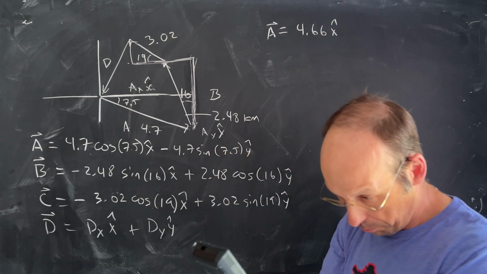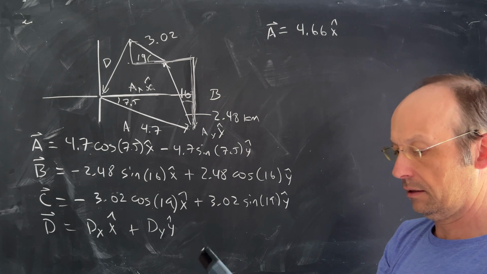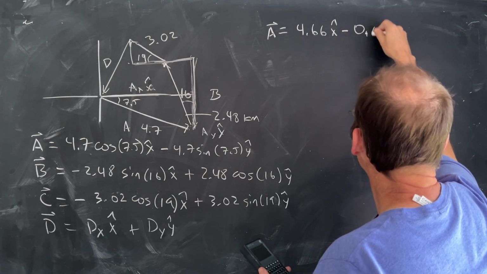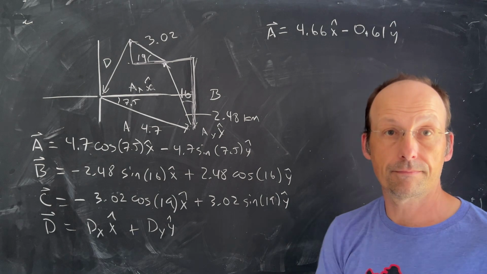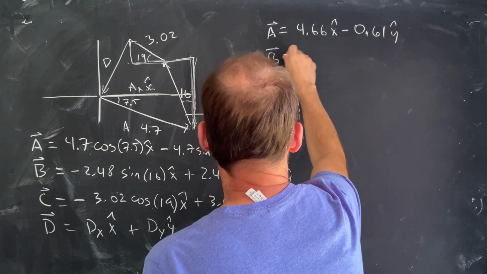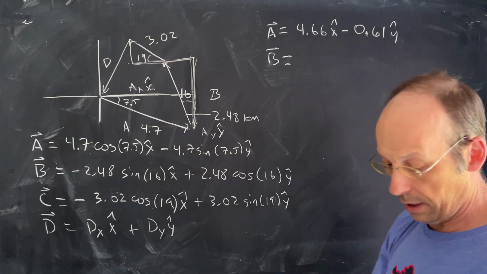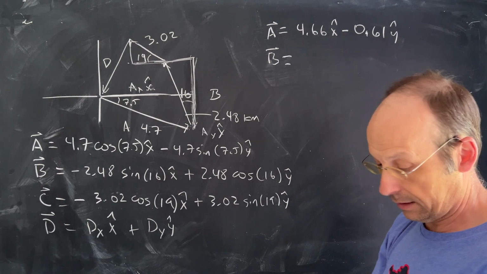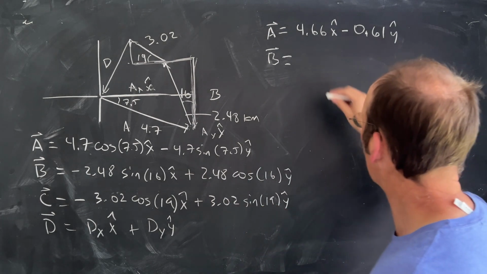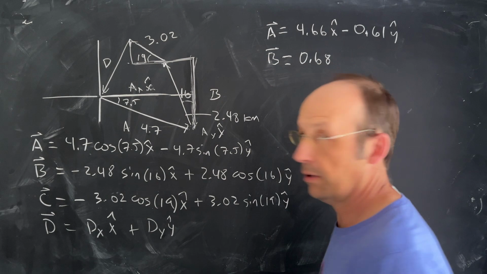And that's 4.7, 7.5 sine, negative 0.61. Okay. Next, B. Right here, I'm going to say drop 2.48, 16 sine 0.684. I guess it's 6.8. Let's just do it that way.